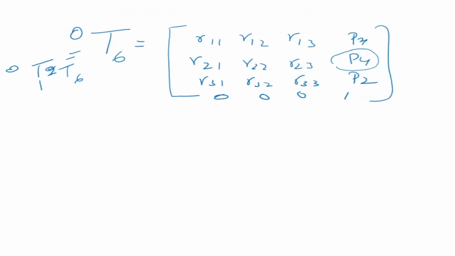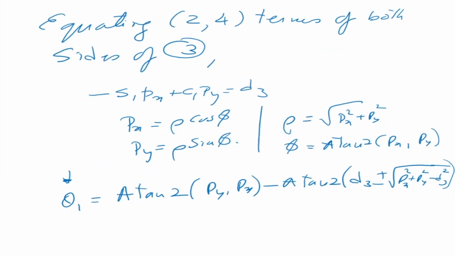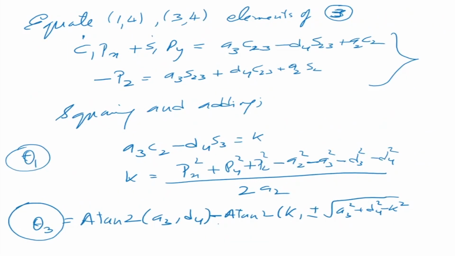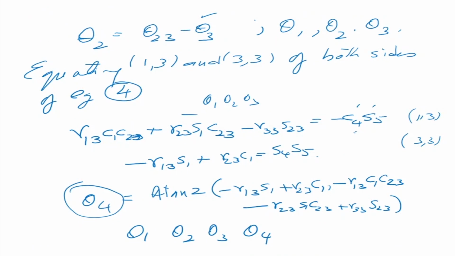Let's look at what we did again. From 0 to 6, I removed theta 1. So on the right hand side we did not have theta 1, and then we tried to solve for theta 1, by observing that this term py is equal to d3. Then we solved for theta 3. So we got theta 1, then we solved for theta 3. After getting theta 3, we solved for theta 2. Then we got theta 4, then 5, then 6 in that order.